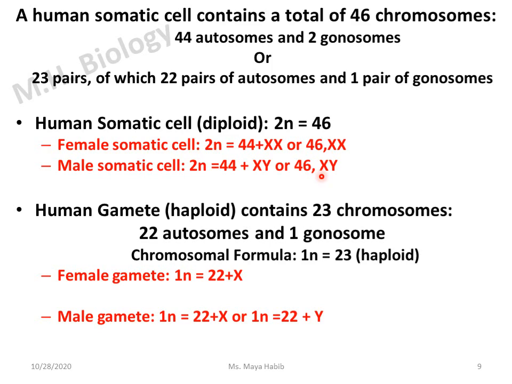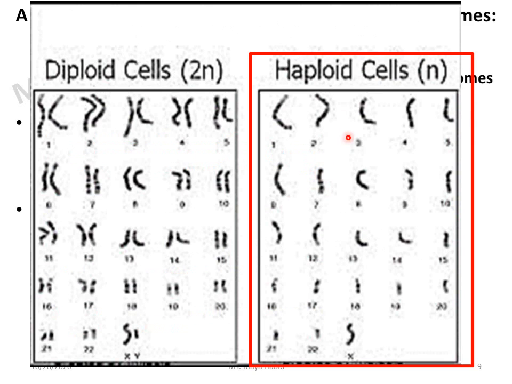Now, let's think about the sex cells. In the case of gametes, which are haploid cells, the chromosomal formula would be 1n equals 23. This means that there is only 1 copy of each chromosome type. 1 copy times 23 types is equal to 23. Remember that a human gamete contains a total of 23 chromosomes. 22 of which are autosomes, and only 1 gonosome.